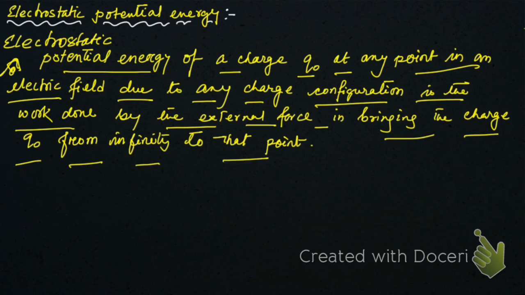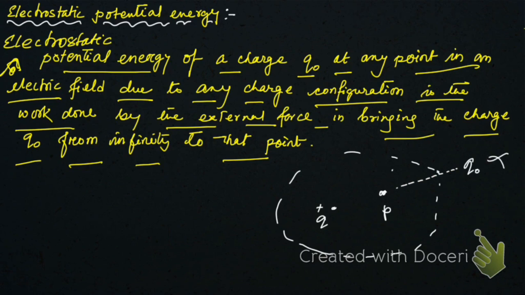Let me explain. Suppose you have a positive charge q here, and due to this we have an electric field. The electric potential energy of a charge, suppose q naught, at a point, suppose P, will be the work done in bringing this charge from infinity to this point P. So that is the definition.